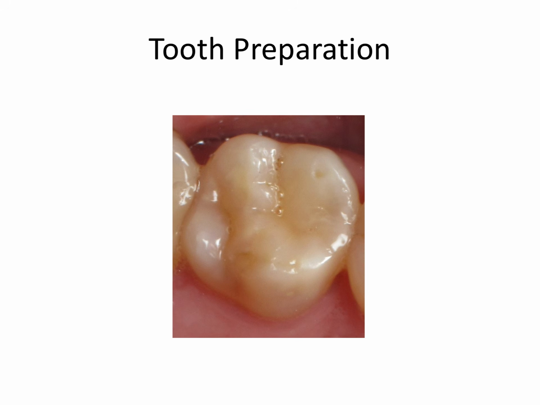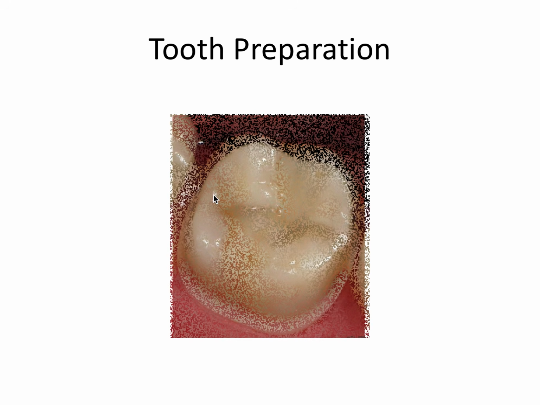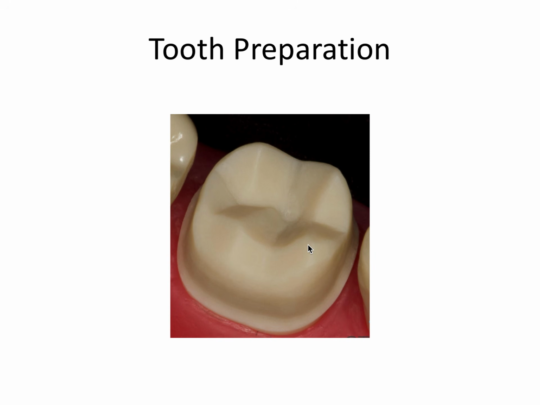So the idea of a morphologic tooth preparation, tooth prep for short, also called a crown prep, is to uniformly remove or reduce tooth structure from the coronal portion of a tooth while maintaining its natural anatomy. And this is done to give room for a prosthetic crown to fit over the top of it.